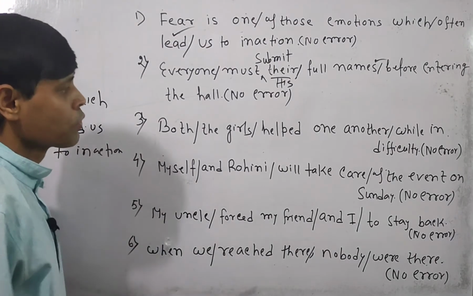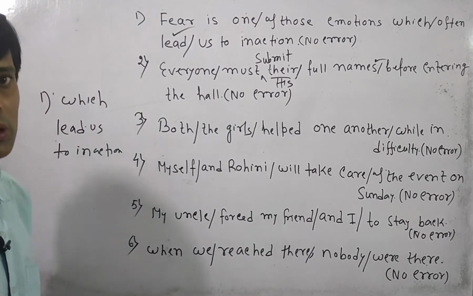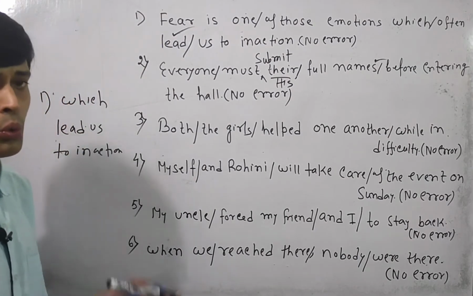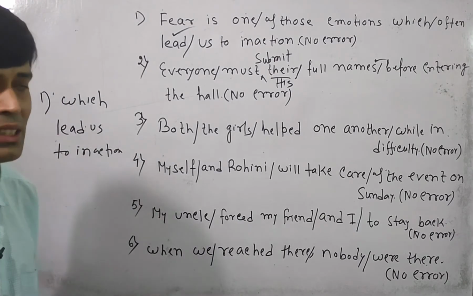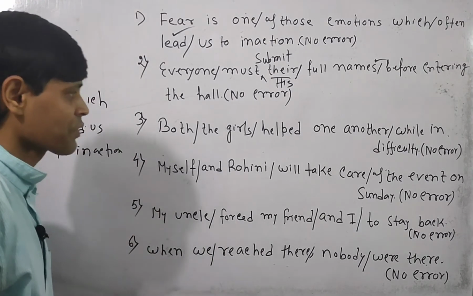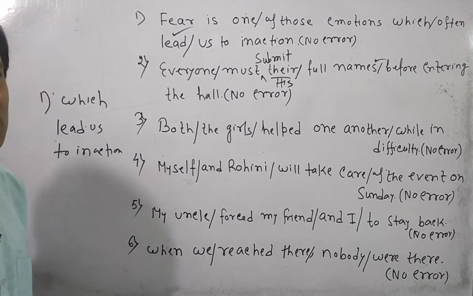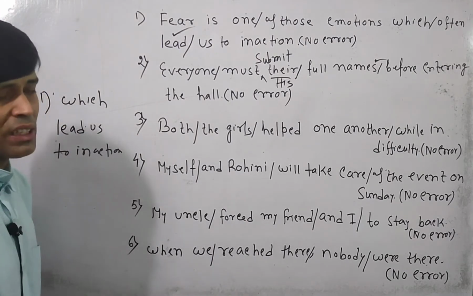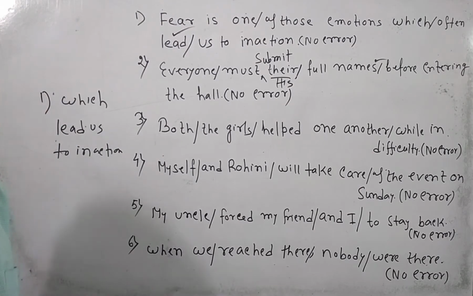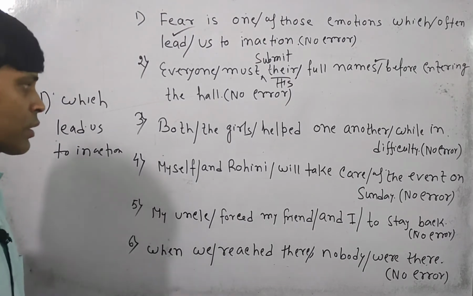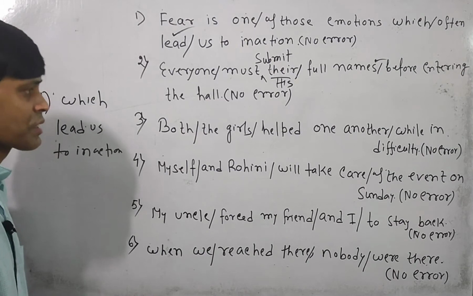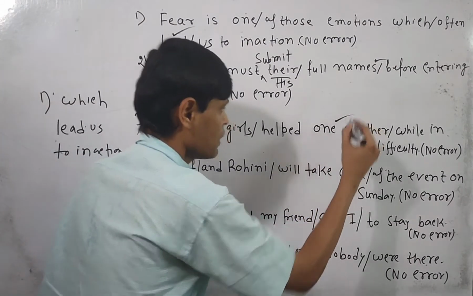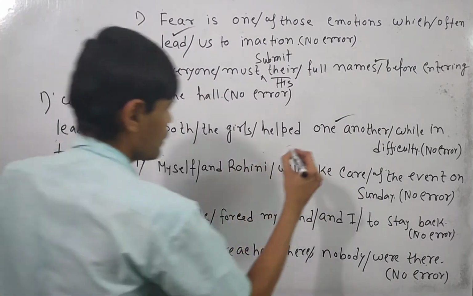So when more than two is there, so we can easily write one another. But when two things or two persons are there, we should always write each other instead of one another. Whenever two persons or things are there, we can write each other instead of one another. So here is the mistake. Instead of one another, the answer will be each other. So here the answer will be each other.